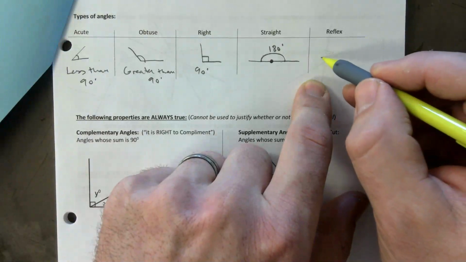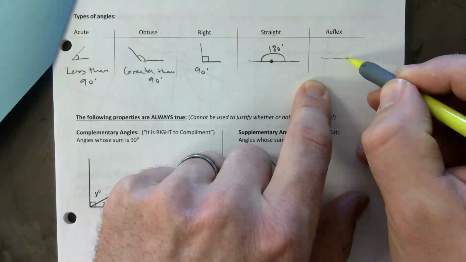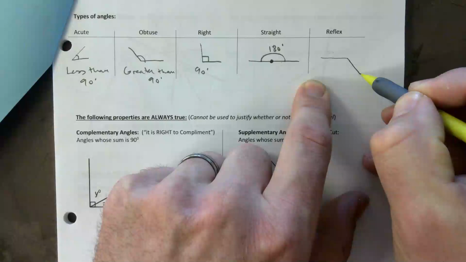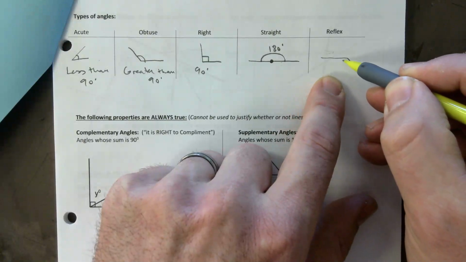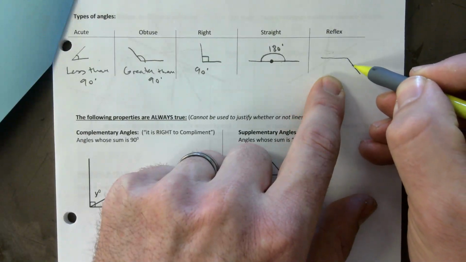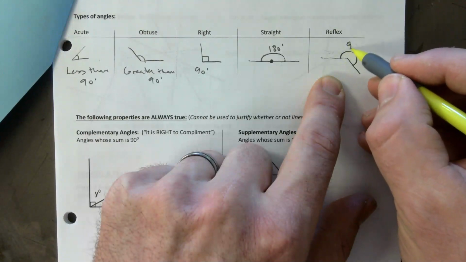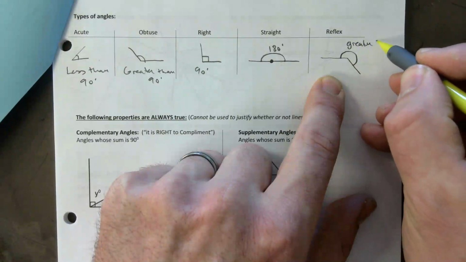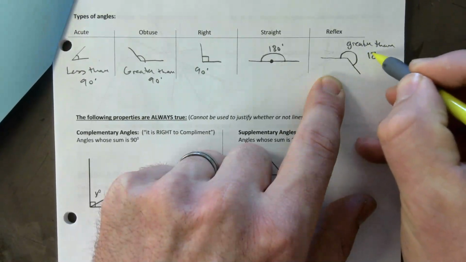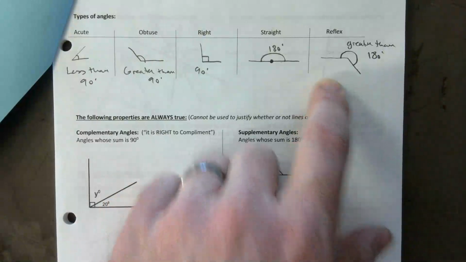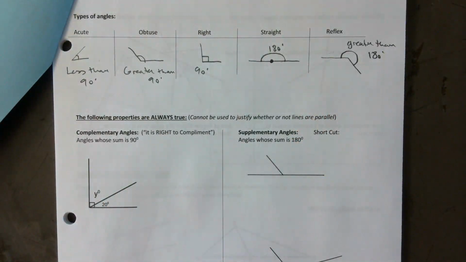So think of a hat, an RCMP hat, right? Reflex would not be the inside here, it would actually be the outside. Anything greater than 180 degrees is called a reflex angle. Not going to happen very often, but that way you know.